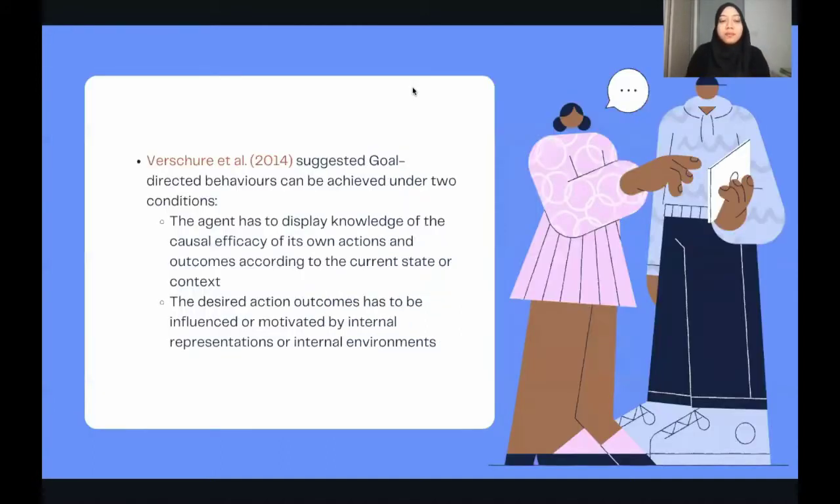According to Verschure et al. 2014, they suggested that goal-directed behaviors can be achieved under two different conditions. Number one, the agent has to display knowledge of the causal efficacy of its own actions and outcomes according to the current state or context. Secondly, the desired action outcomes have to be influenced or motivated by internal representation or the internal environment.